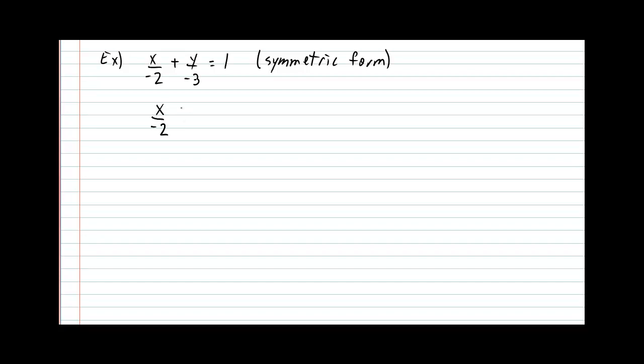X over negative 2 plus y over negative 3 subtract 1 is equal to 0. Now again, to get rid of the denominators, the best way to do it is to multiply everything by the lowest common multiple of all visible denominators, in this case 2 and 3.